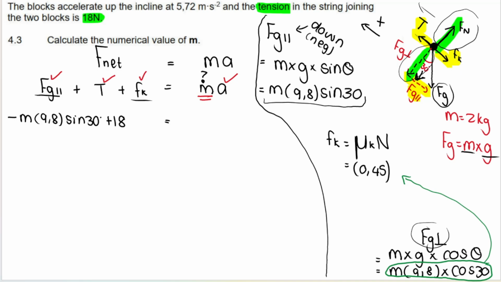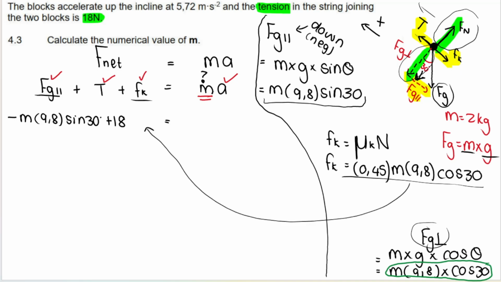I hope you're with me. So I'm going to go mass times 9.8 times cos 30. I know that looks crazy, that looks like a mess, but that is exactly what I need to substitute in. This whole thing is friction. Friction is equal to this entire thing, so this entire thing must go in there.